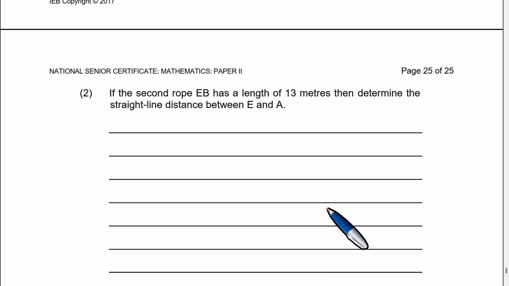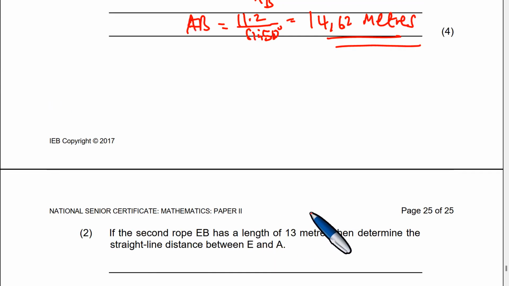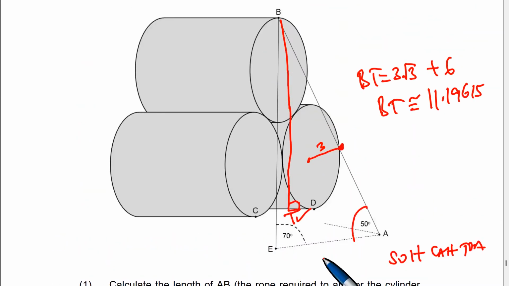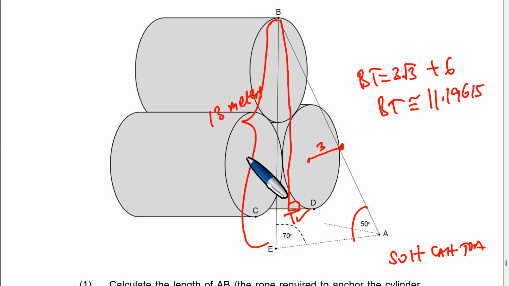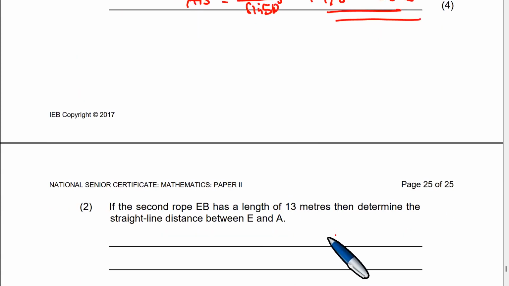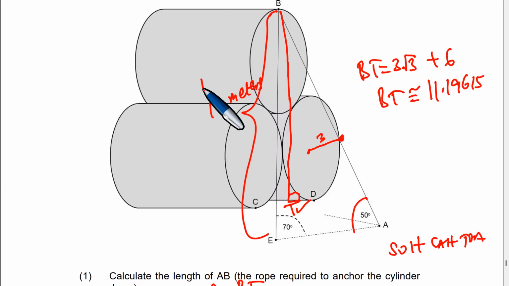Right, if the second rope EB has a length of 13 meters. Second rope EB has the length of 13 meters. There are two ways to spell meters. Either you can say meters like that, or obviously the British spelling, metres. You can change that.